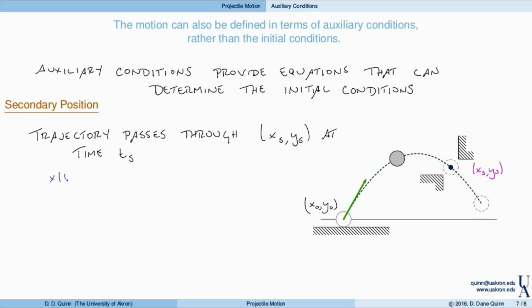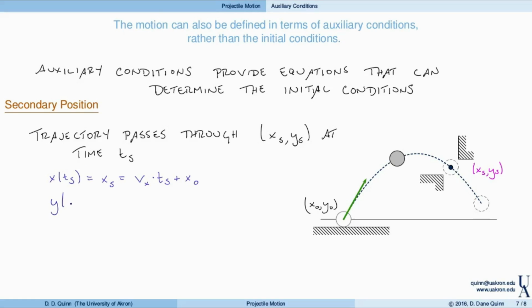So x of ts must be equal to xs. Well, going back to the equations for the motion, x of ts is vx times ts plus x naught. So this came from our solution to the dynamics. And this is our auxiliary condition.